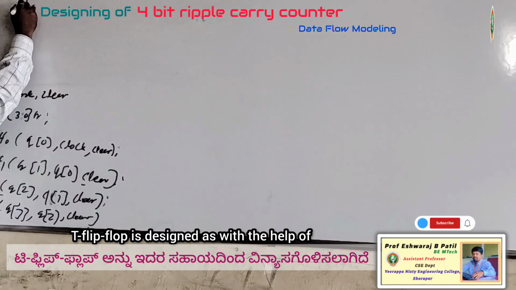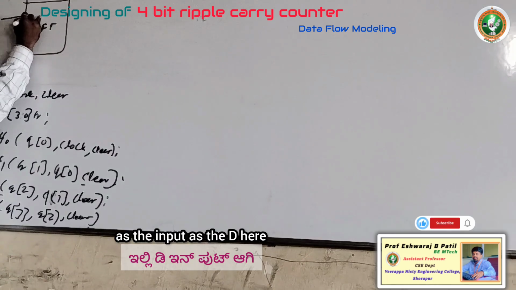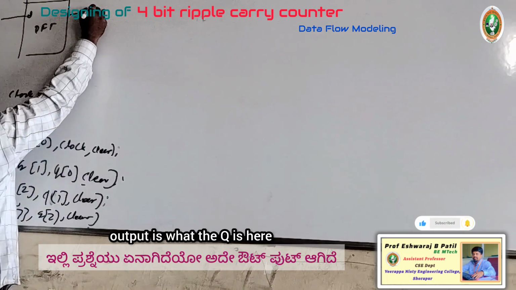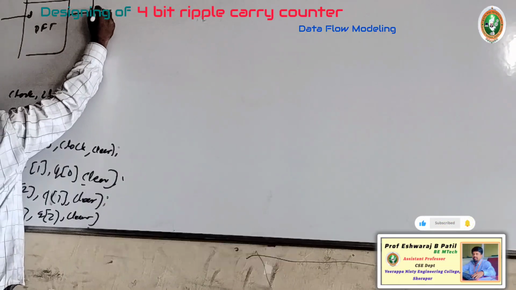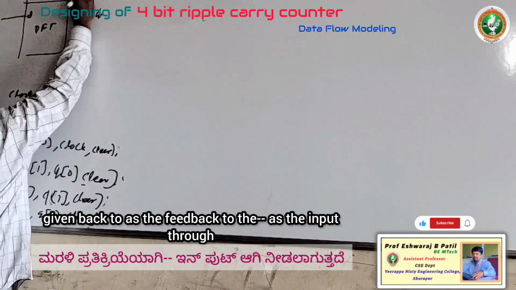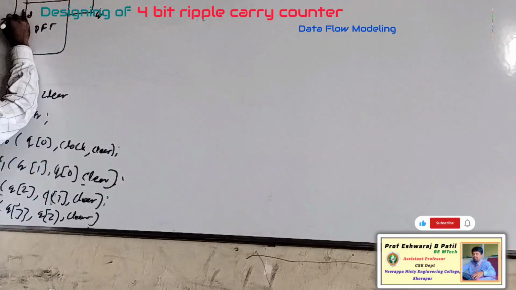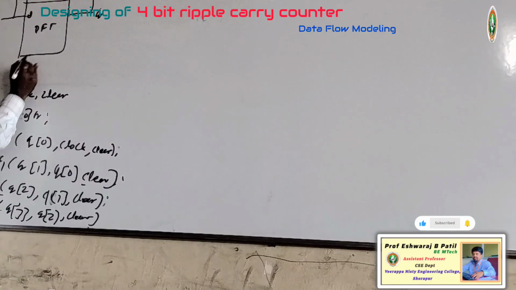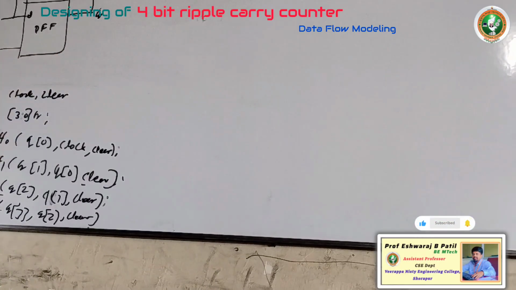The T flip flop is designed with the help of one D flip flop. As the input D here, the output is Q. This output itself is given back as feedback to the input through one inverter. And also we have the inputs, the clock and the clear.